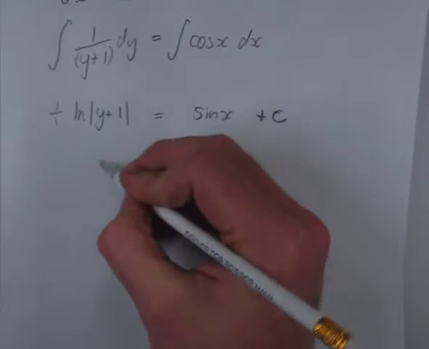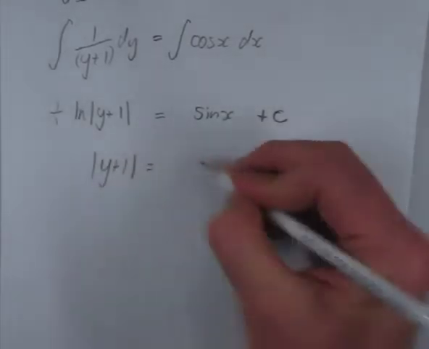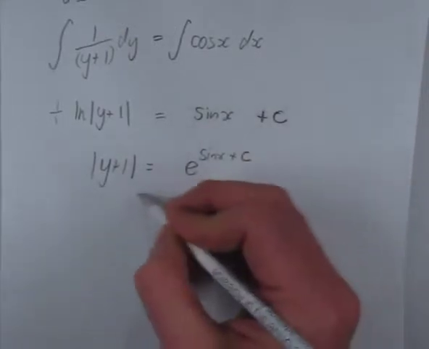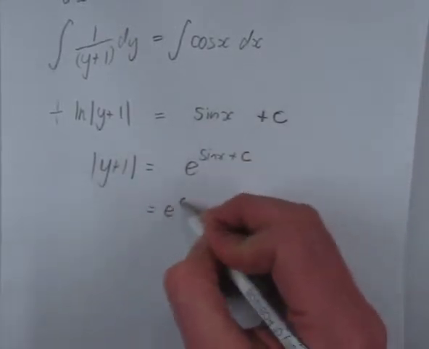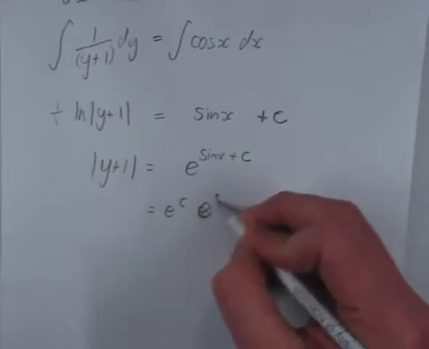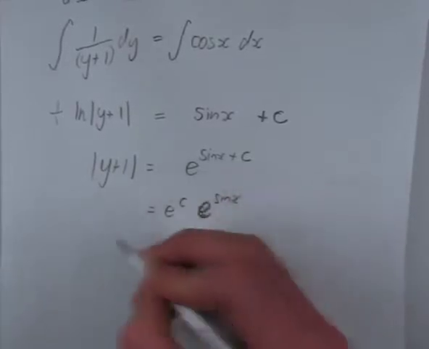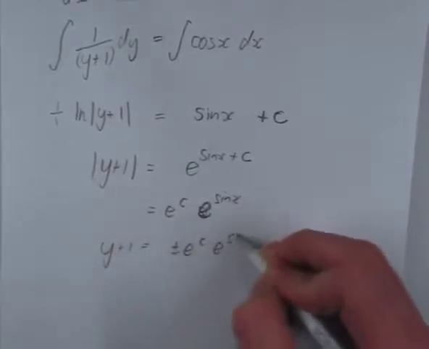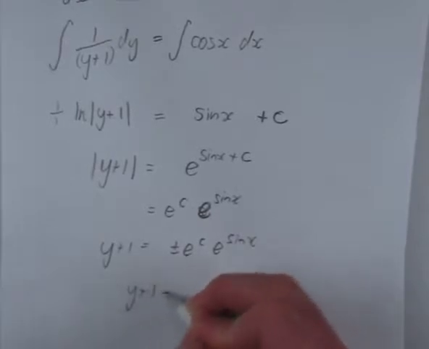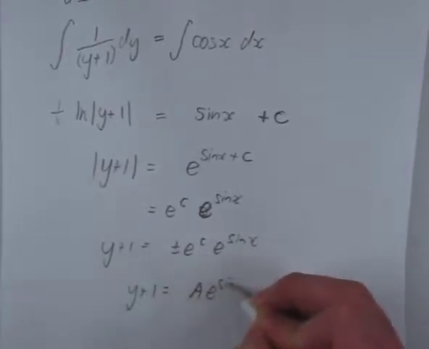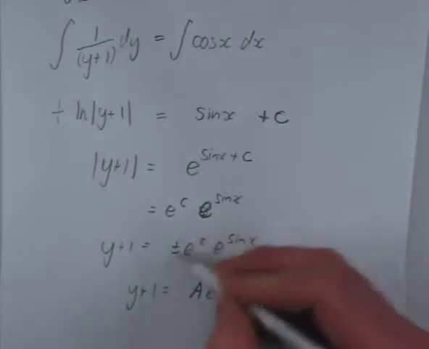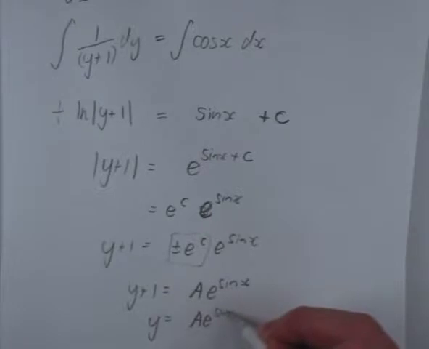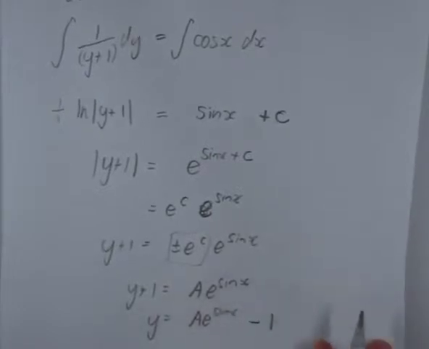So I've got the absolute value of y plus 1 is e to the sine x plus c. So what's that? It's e to the c times e to the sine x. And then y plus 1 is plus or minus e to the c, times e to the sine x. So y plus 1 is a e to the sine x for some a. So all of this is a. So y is a e to the sine x minus 1.